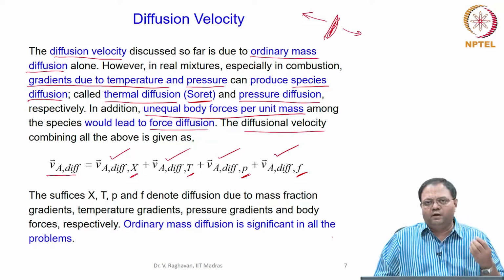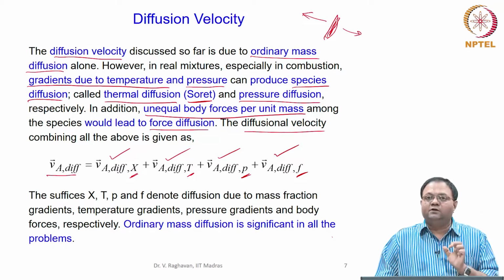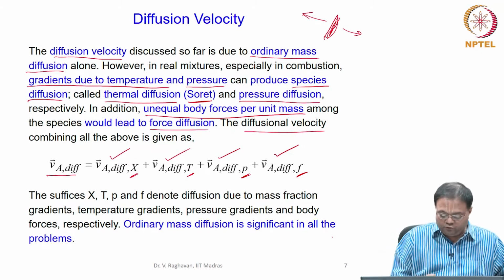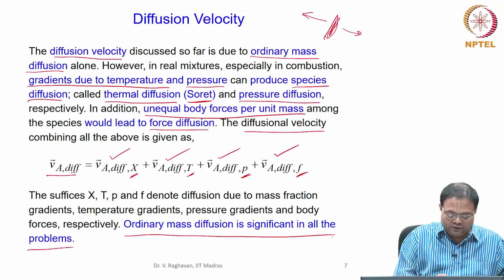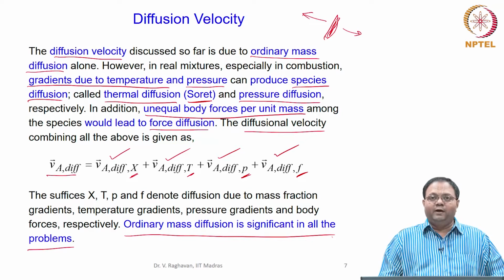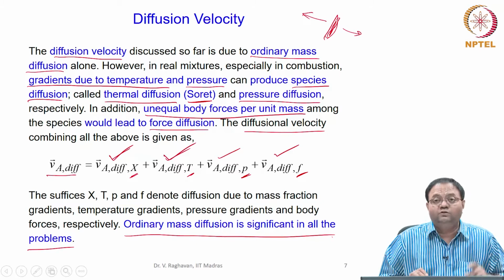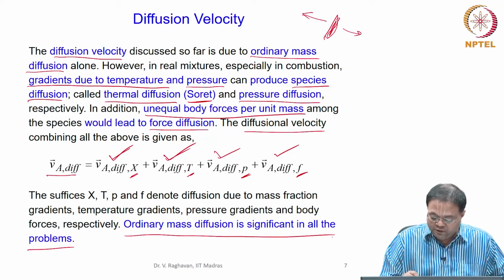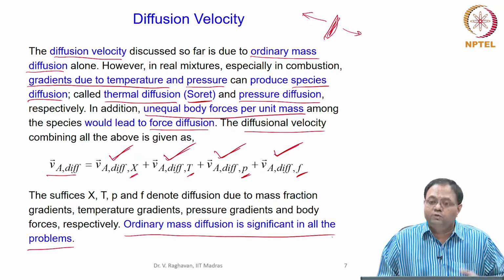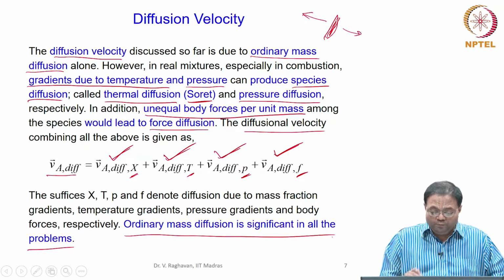But in several scenarios, like very low speed, high diffusion type scenarios, the second term, that is the Soret diffusion, will be very important. But in all scenarios, the ordinary mass diffusion is significant. So, the diffusion velocity is contributed by ordinary diffusion due to mass fraction gradient, thermal diffusion due to temperature gradient, pressure diffusion due to pressure gradient, and body force due to the unequal body forces per unit mass. Okay. So, how to calculate this?